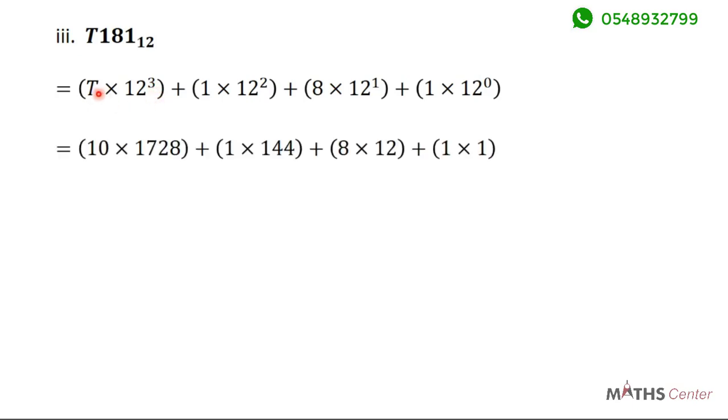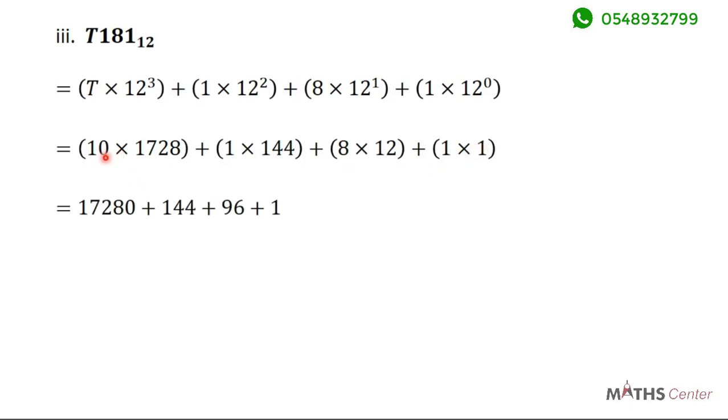Now we continue. We know that T is the same as 10 in base 12. So T will give us 10 times 12 exponent 3 will give us 1728. You can do this on a calculator and you see that you are going to get 1728. Then plus 1 times 12 squared will give us 144, plus 8 times 12 exponent 1 will give us 12. Any number exponent 1 is the same number. Plus 1 times 12 exponent 0 will give us 1. Any number exponent 0 is 1.